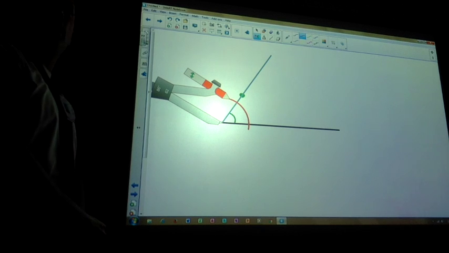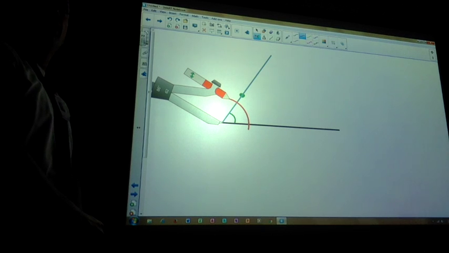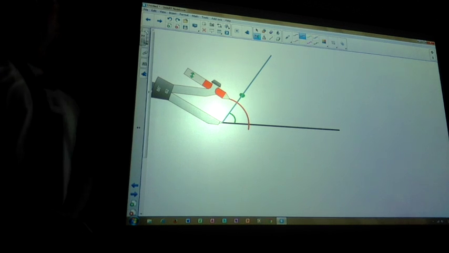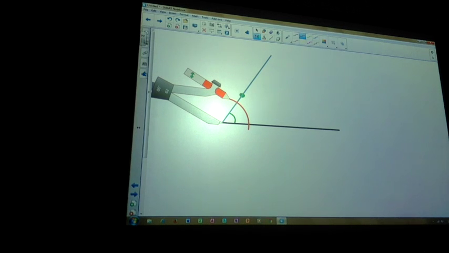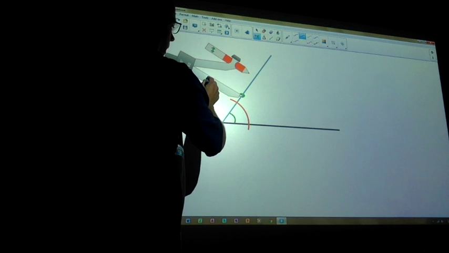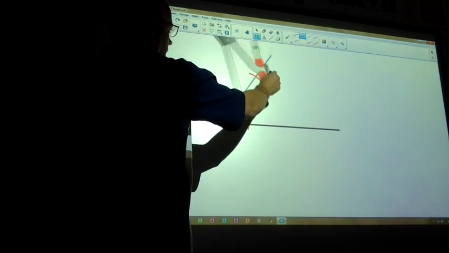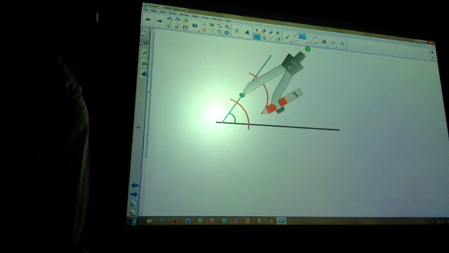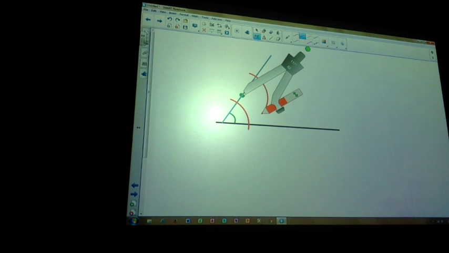What should I do now? How do I duplicate that? Say the next step, keeping your compass the same size, come over here, swing an arc. You okay with that? Yeah. Wait, how big are we keeping it compared to the point in the first email?